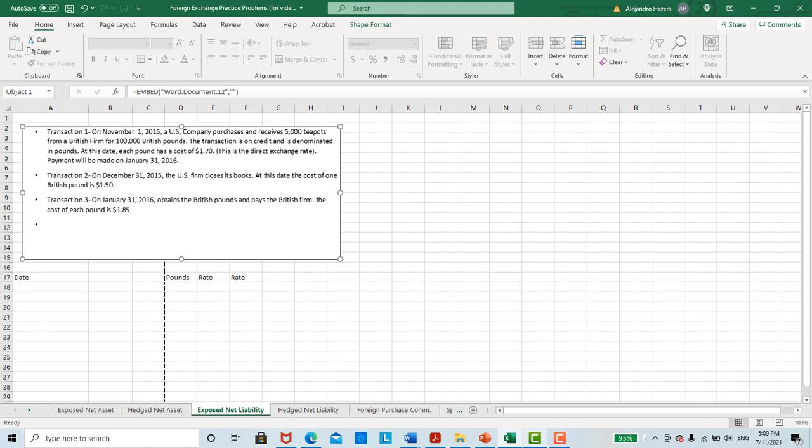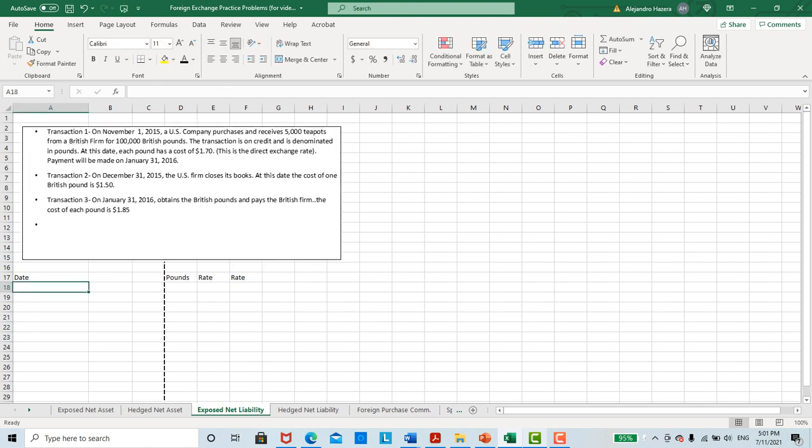Then transaction 2, they close the books. The rate is $1.50. So in this case, when the rate goes down, they actually win because it costs less to obtain each pound that you're going to have to settle the contract with. Originally, it's going to cost you $1.70. Now it's going to cost you $1.50. So that would be a gain because it's costing you less. Then finally, you end up with a loss because the cost of each pound goes to $1.85. That's all that's happening here.